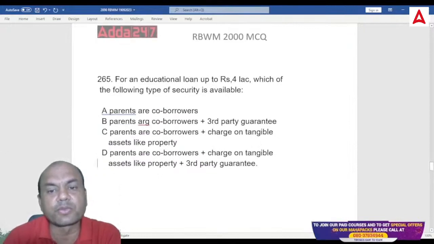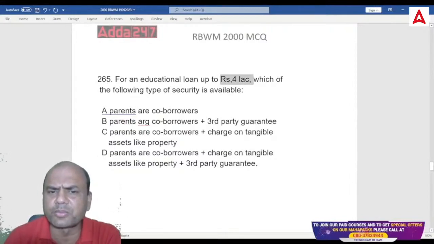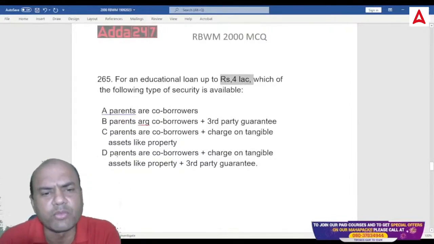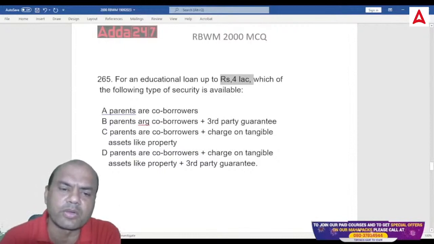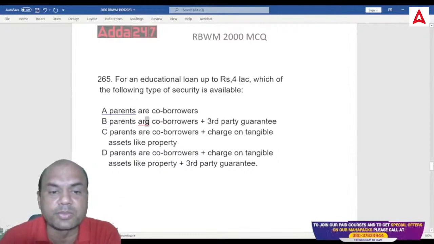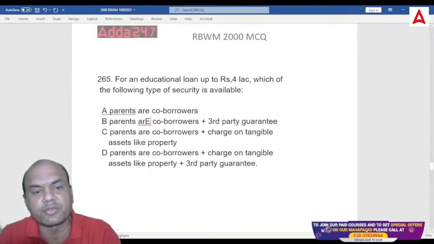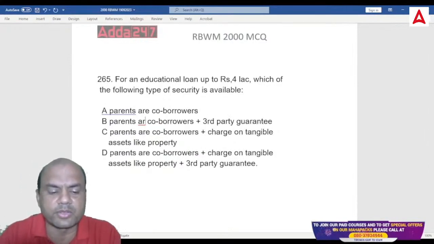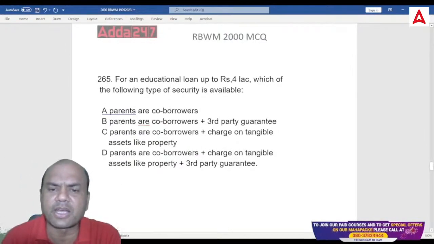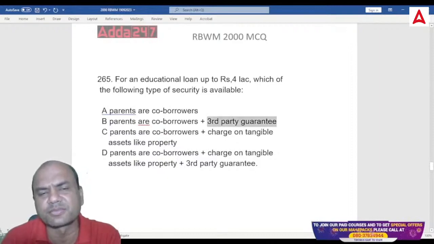For education loans up to 4 lakhs, which of the following types of security is available? What is the security taken? Parents are co-borrowers, plus third party guarantor. Third party guarantor means someone else, some known person, as a guarantor.